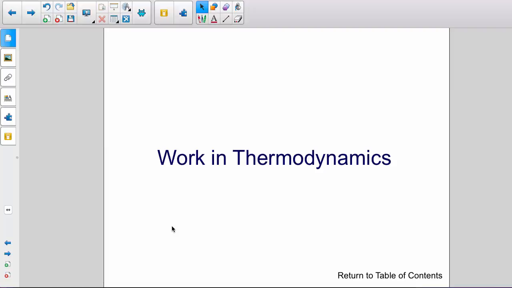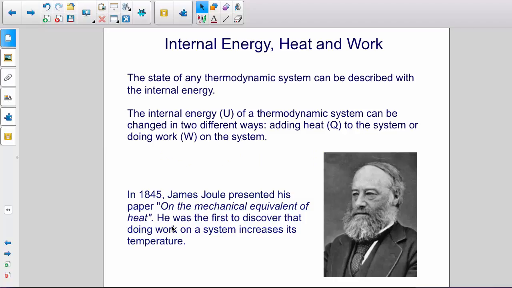Work in thermodynamics. Now, the state of any thermodynamic system can be described with the internal energy. The internal energy of a thermodynamic system can be changed in two different ways. One can add heat to the system, or it can do work on the system. In 1845, James Joule presented his paper on the mechanical equivalent of heat. He was the first to discover that doing work on a system increases its temperature.